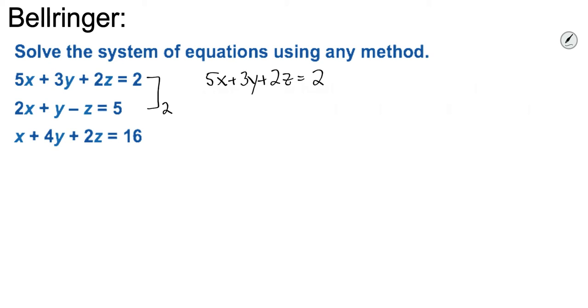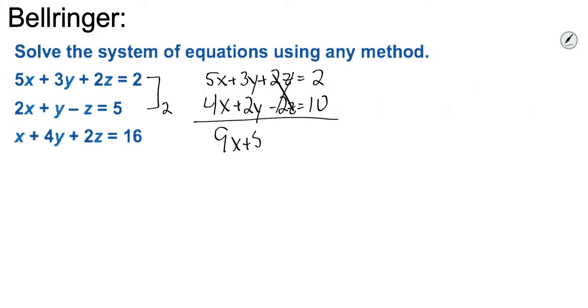So taking the second equation by 2, we'll have a 4x plus 2y minus 2z equals 10. And then we can eliminate those two equations. You see the z's cancel out. So we got 9x plus 5y equals 12. Okay, so we're going to use that equation. We'll come back to it.